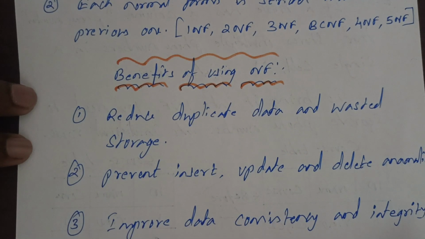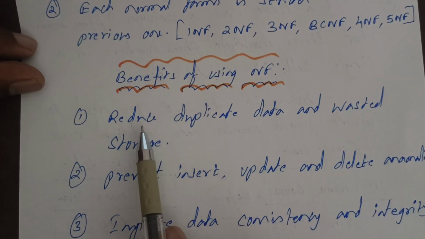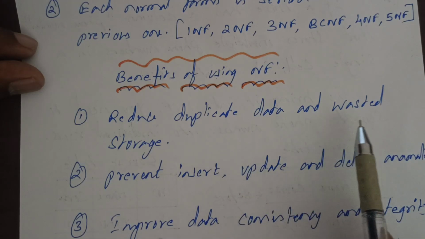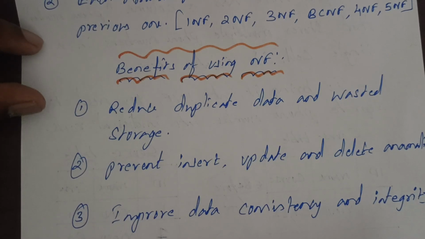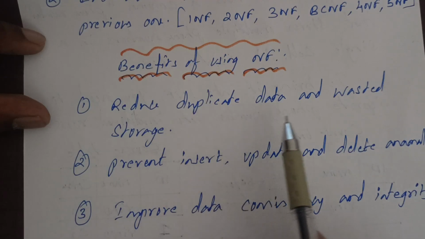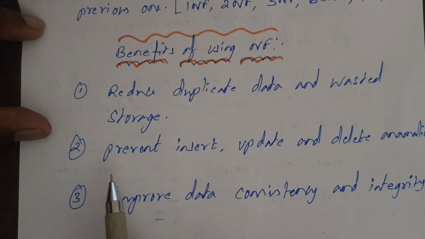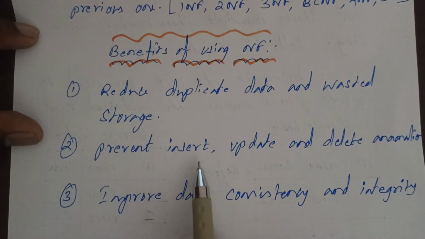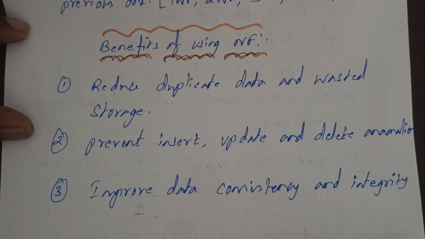So we'll see some benefits of using these normalization forms. Number one, it reduces duplicate data and wasted storage. It prevents and reduces the duplicate data in the table, and each table performs very effectively when this duplicate data has been reduced, right? Second most important thing, it is going to prevent insert, delete, update anomalies in a particular table, right?